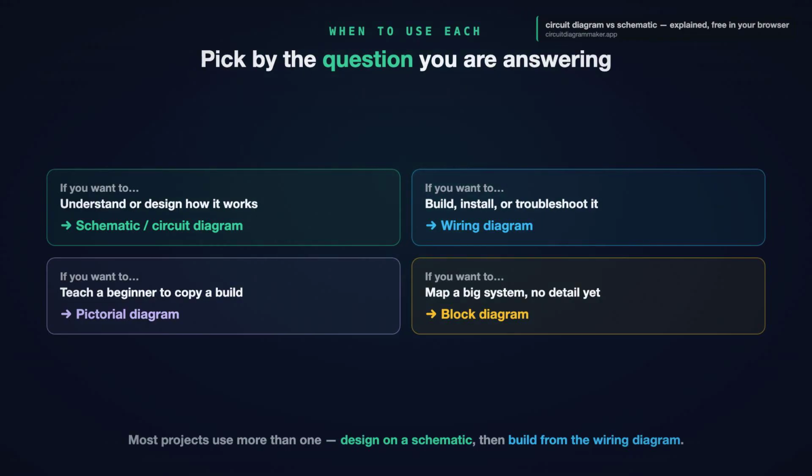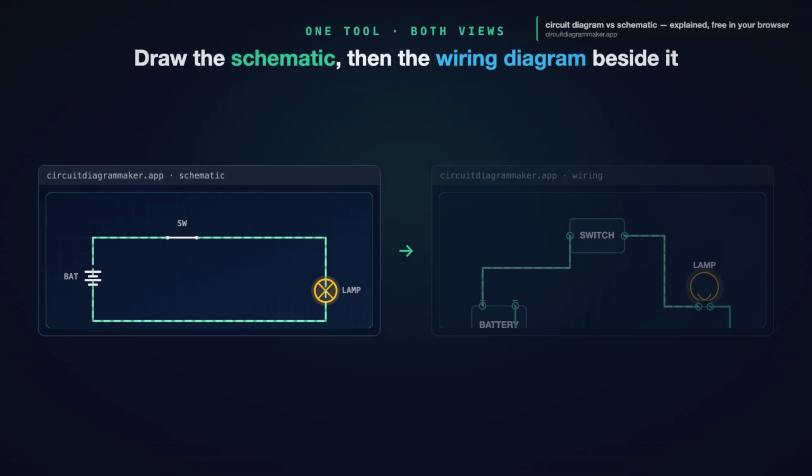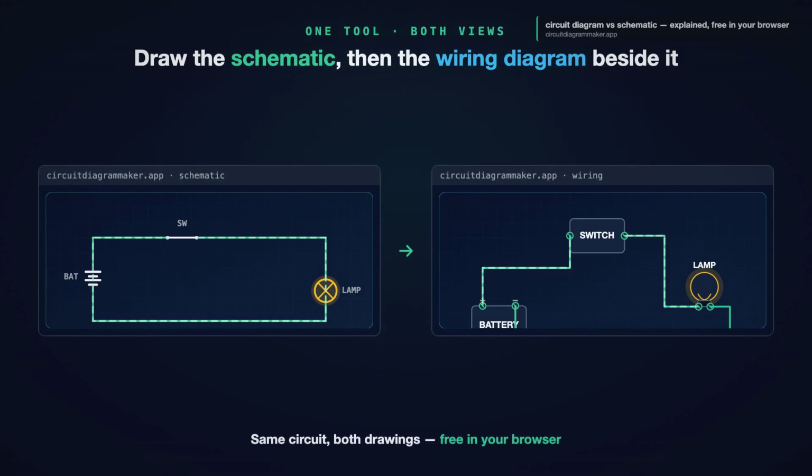And you do not have to imagine any of this. In the free editor, you can draw the schematic with proper symbols, then lay out the wiring diagram right beside it. Same circuit, both views. Open CircuitDiagramMaker.app, drop in a battery, a switch, and a lamp from the symbol library, and join them with clean or orthogonal wires. That is your schematic. Then rearrange the same parts to match the physical box, and you have started a wiring diagram. One tool, both drawings, free in your browser.